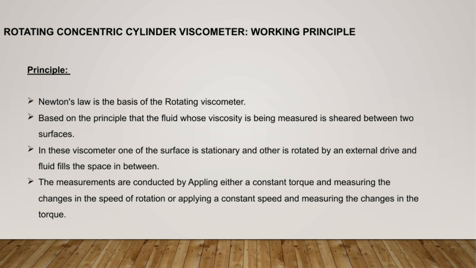Specifically, in a rotating concentric cylinder viscometer, the principle remains the same. The fluid is sheared between the inner and outer cylinders, with one rotating and the other stationary. By analyzing the torque and rotational speed, we gain insights into the fluid's viscosity. This method is crucial because it helps us understand the flow characteristics of different fluids, which ties directly into the overall theme of characterizing fluid behaviors through various viscometers.